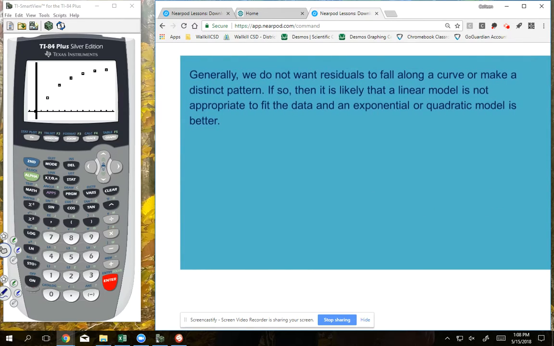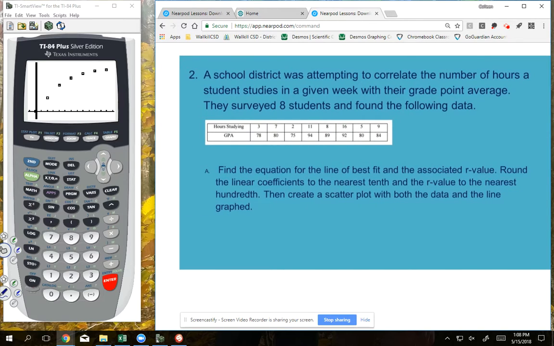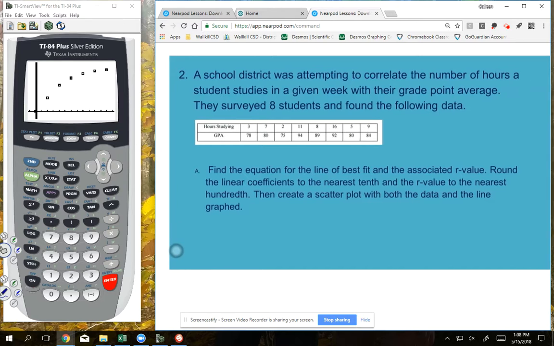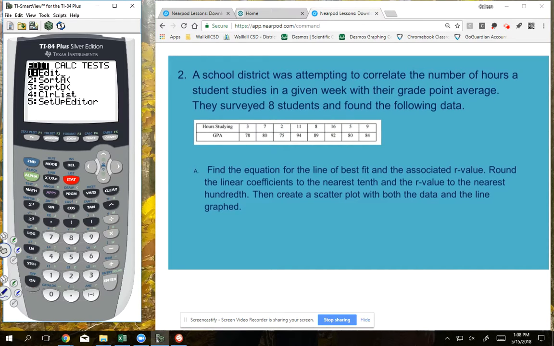That's what I just explained there, so I'm not going to read that to you. It's basically what I just went over. All right, so go back into your edit, clear your L1 and L2, enter the new set of data. Once you've got that, you can pull up your linear regression.